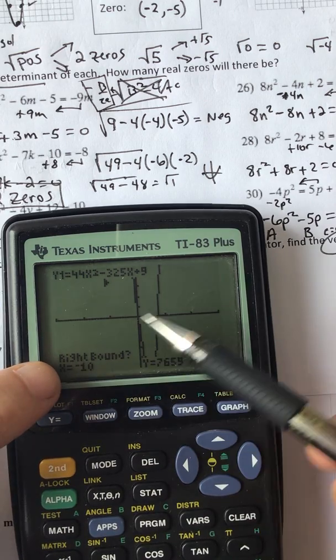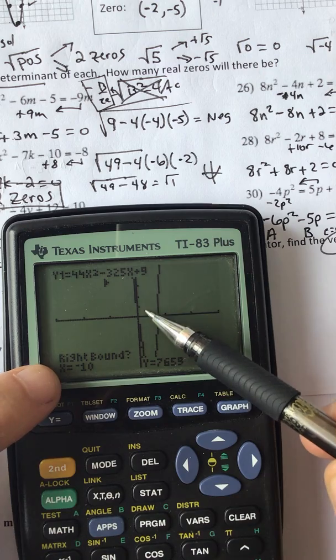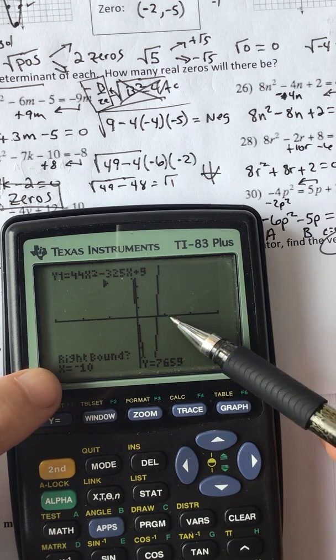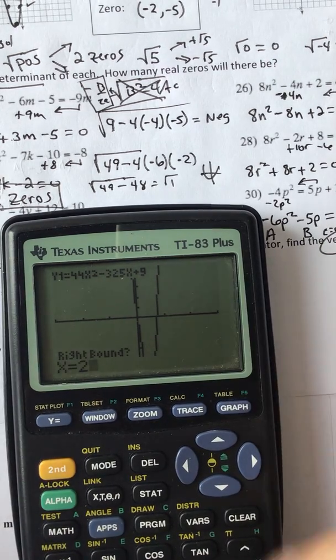Now it wants me to type in something to the right. I'm not going to put in positive 10 because that's too far. That's including this one. I need it to be more right, like right in here. So if that's 10, I'm going to say 2. I just need to be to the right of it.